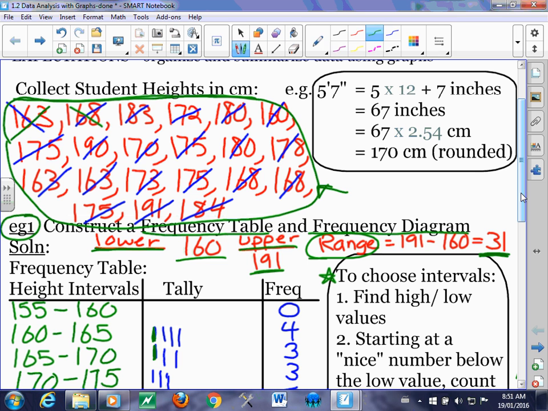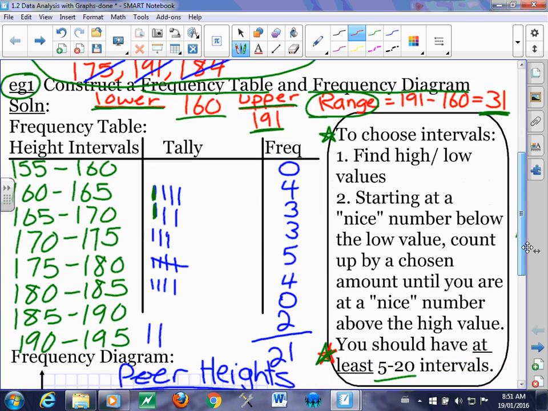Now, when you do this, there can be some confusing numbers. For example, 180. If you look at our intervals, 180 could be here or it could be here. The rule of thumb is you always bring it to the highest interval.